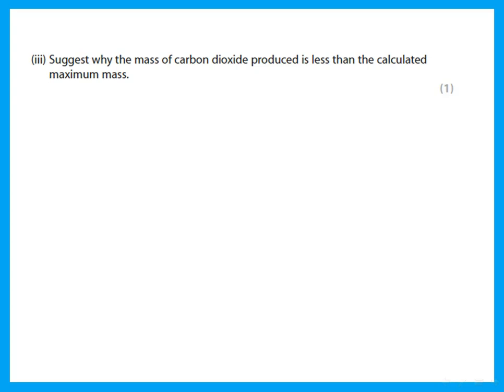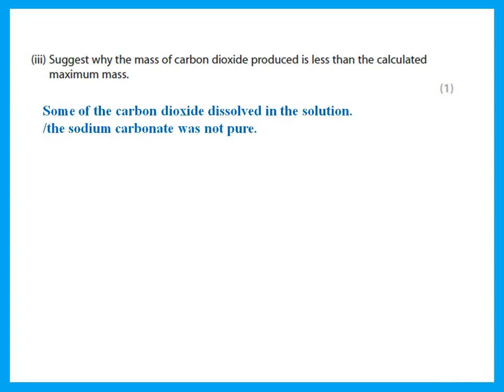Remember, when we are trying to get the mass of carbon dioxide, it is usually less than what it should be, and this is because carbon dioxide is soluble in water, so some of the carbon dioxide gas dissolves in the solution. Or if you want a second reason why the mass is less, then we say that the compound that we started with, which is sodium carbonate in this case, was not pure, and that's why it did not give the mass of carbon dioxide that it was supposed to give.